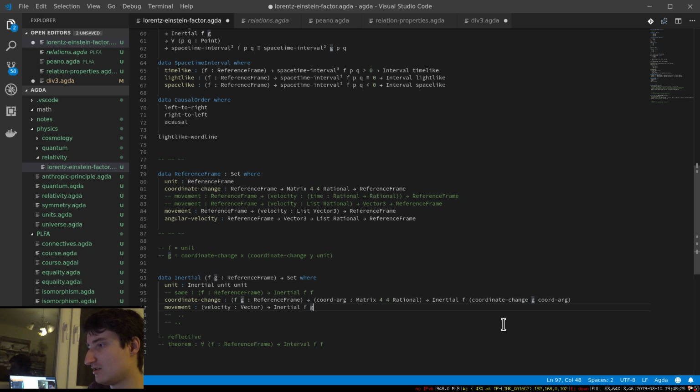For velocity, given two frames, for certain velocity, it's true that F is inertia with respect to a moving reference frame with G and this derivations. That's it.